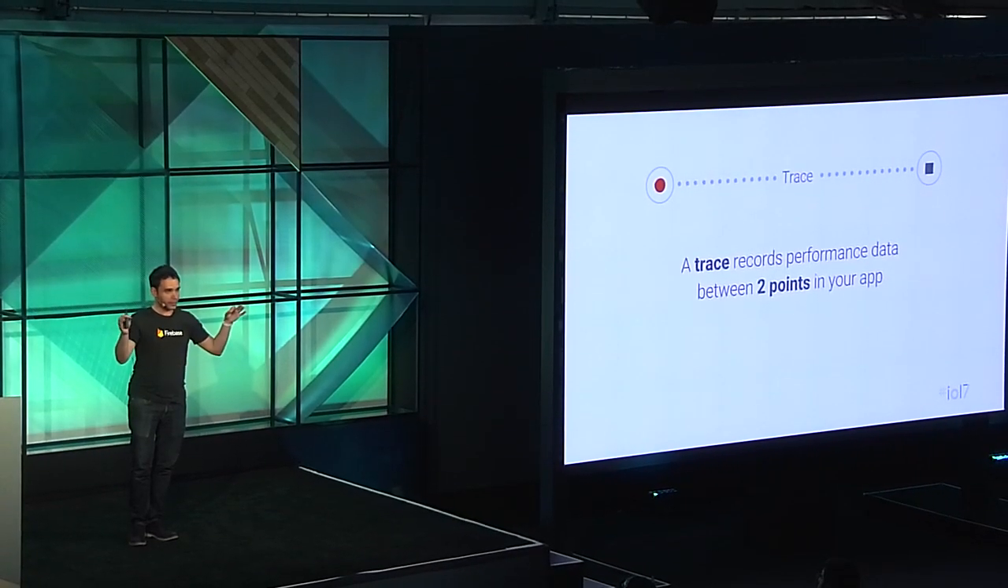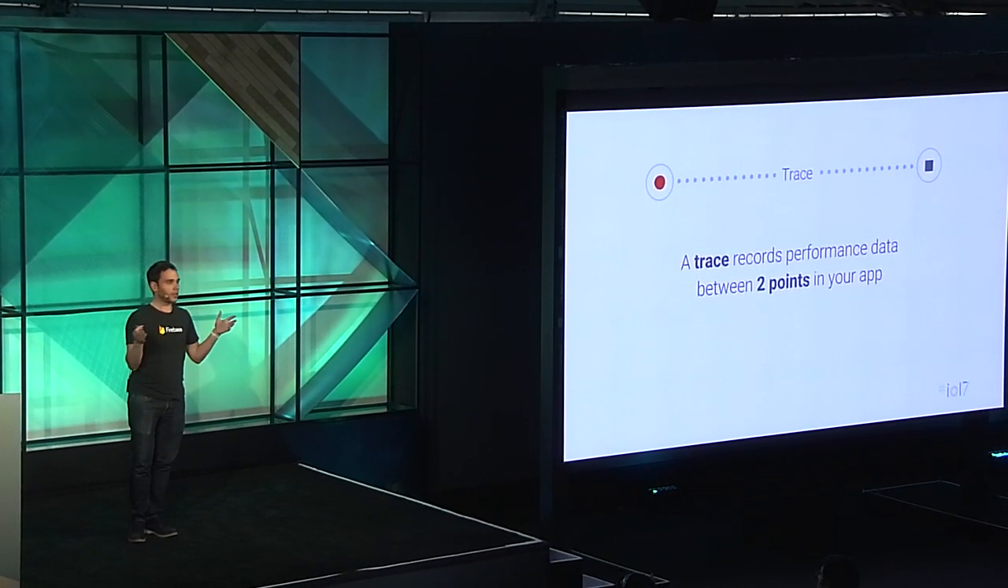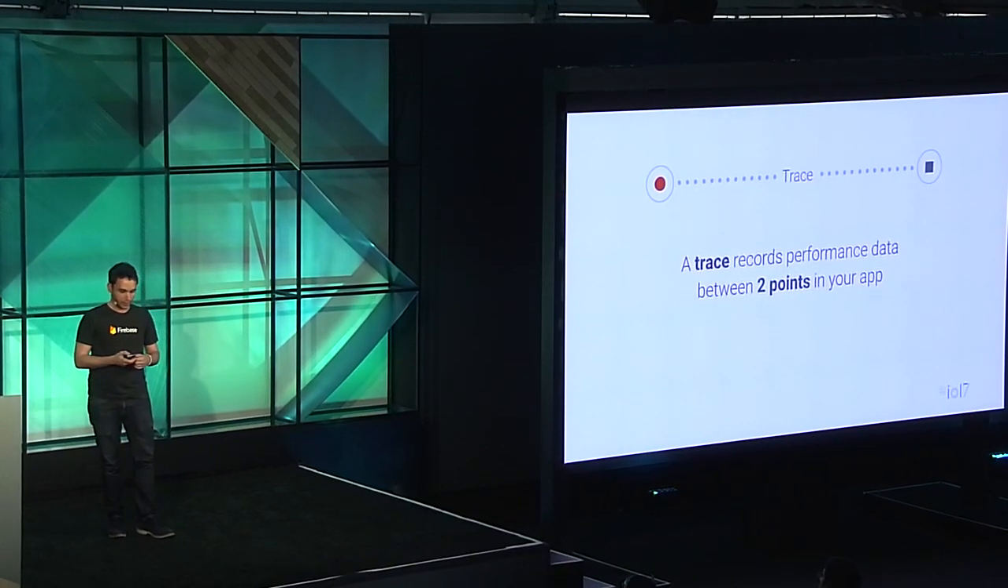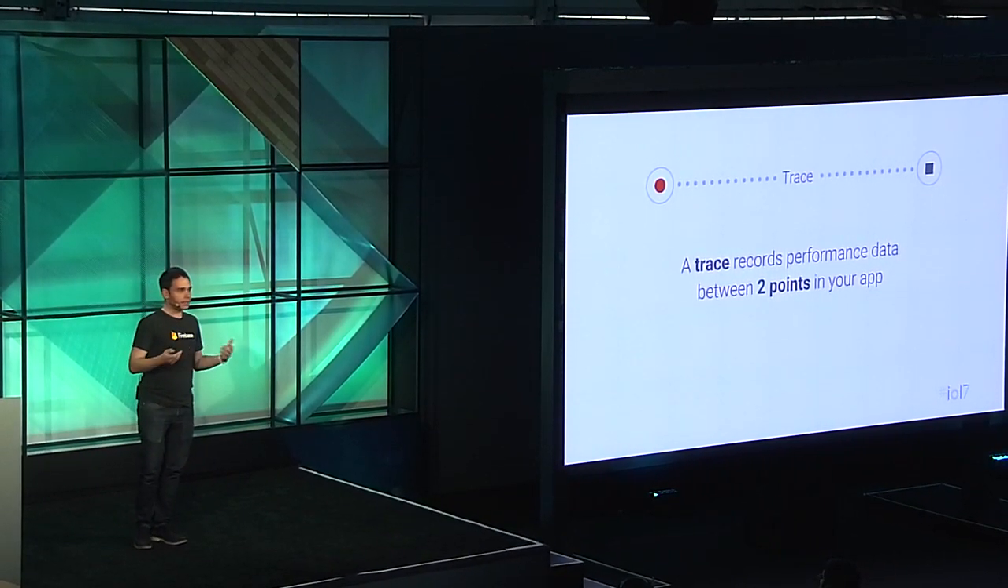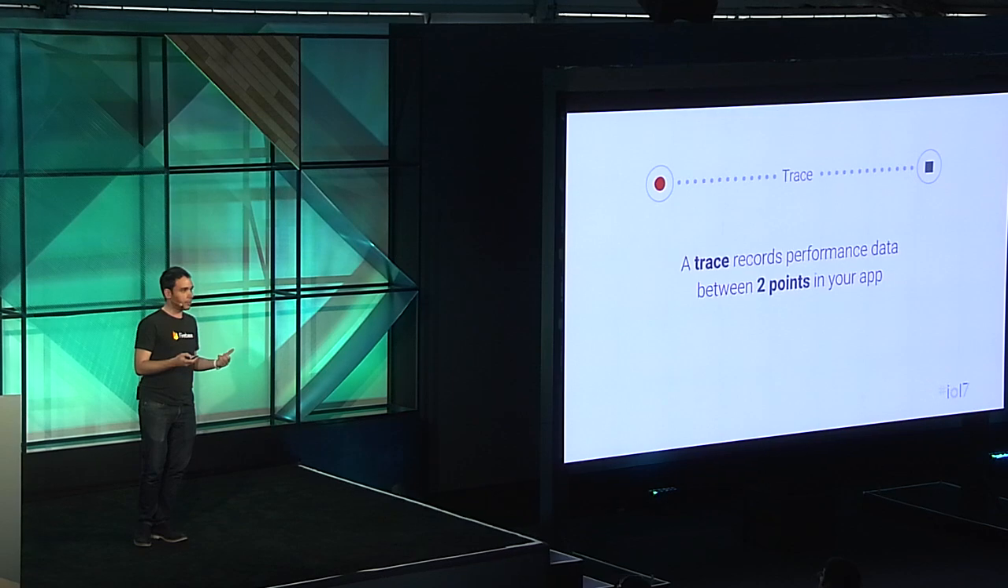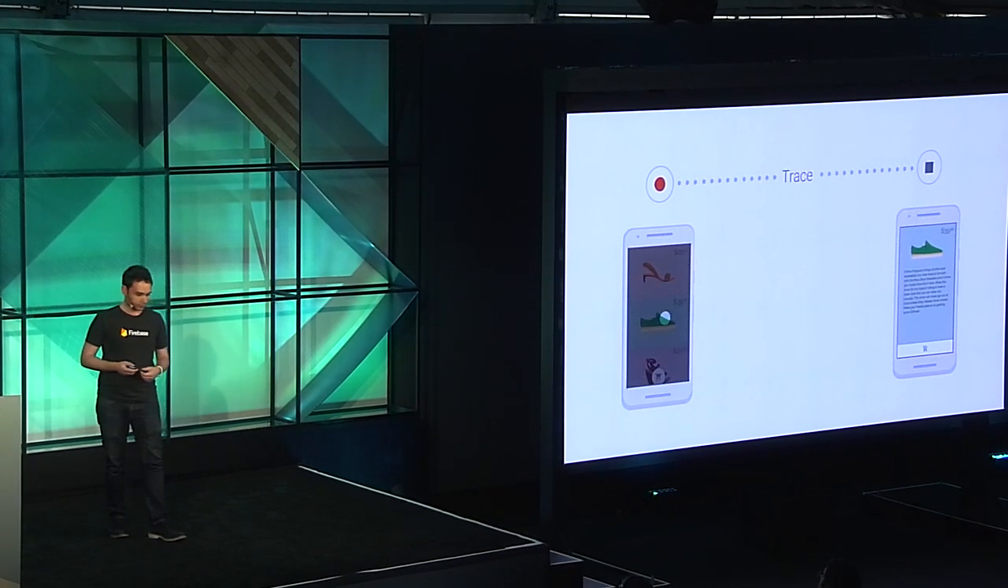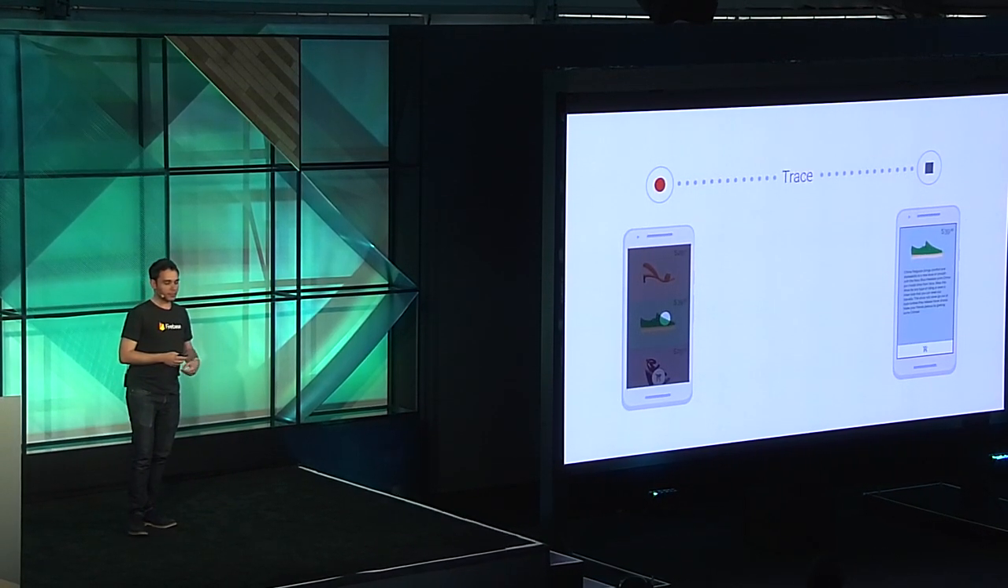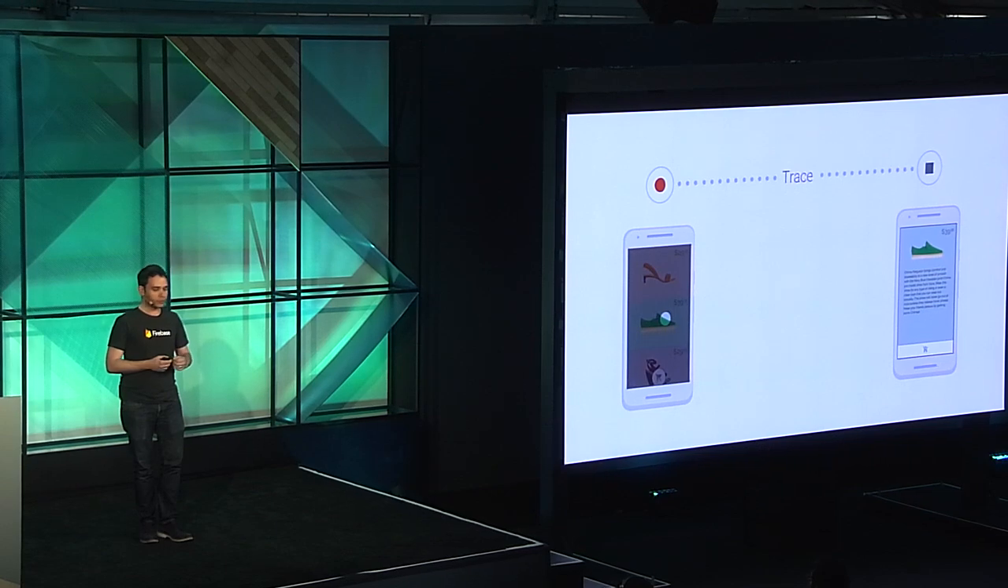The easiest way to define a trace is it's a performance report between 2 points in your app. So imagine you have a record button and a stop button. And in between these 2 points, you just pick up metrics, right? So these 2 points can be anything in your app, anything that you care about and you think is worth monitoring. So it could be something like the time between the user taps on one of the shoes until they see the full product details page.